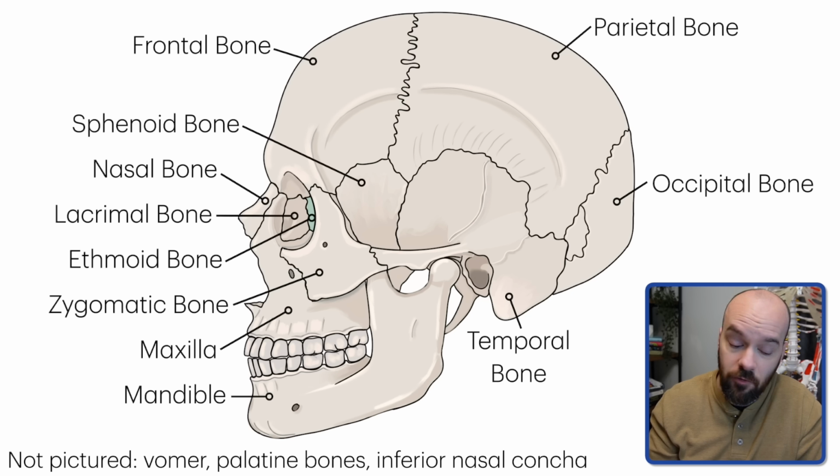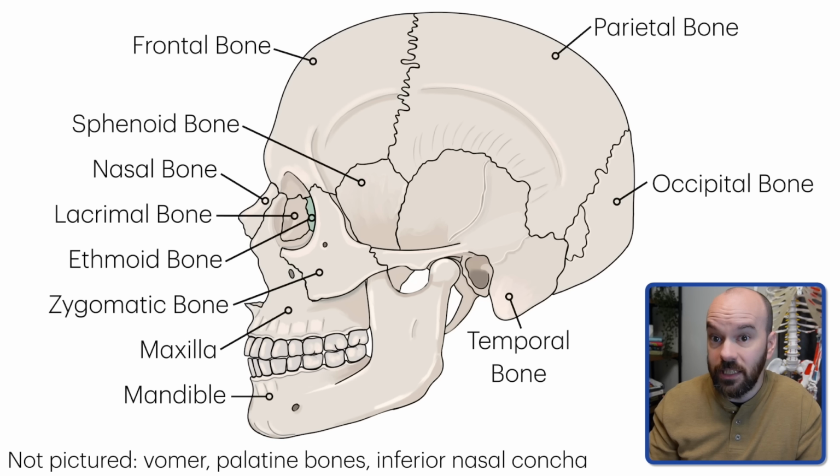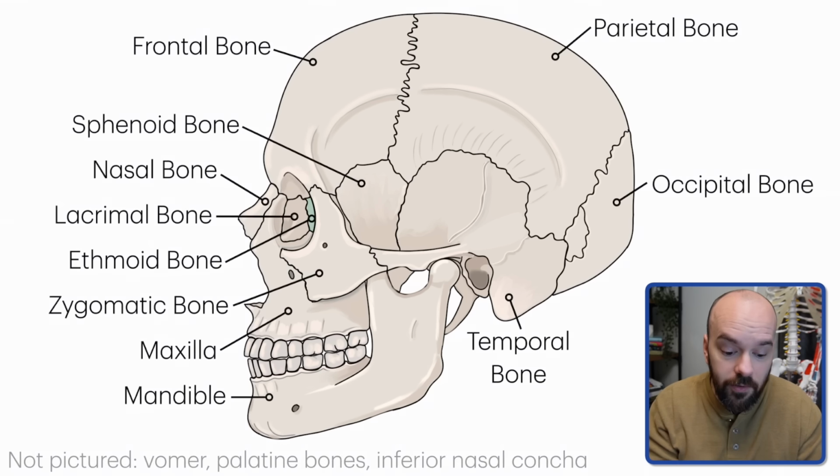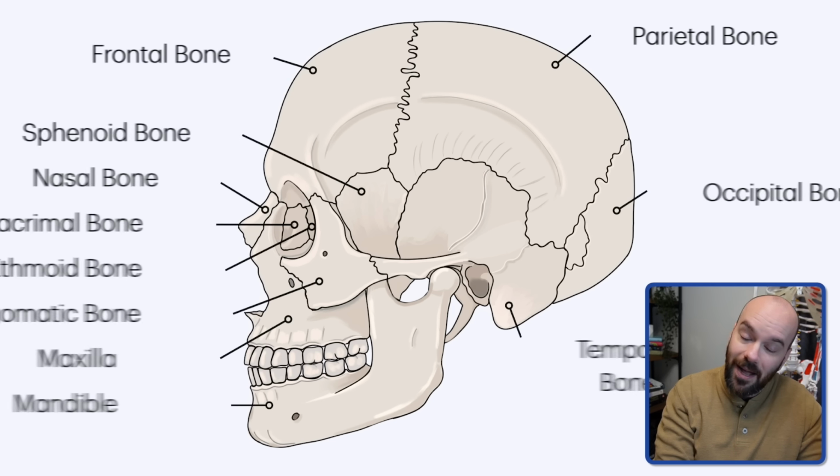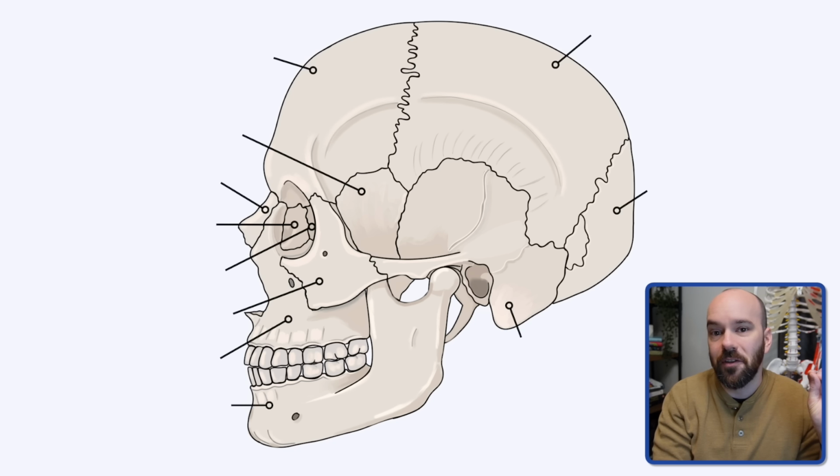Not pictured on here are a few bones: the vomer, the palatine bones that are going to make up part of your hard palate back there, and the inferior nasal concha. We'll see those on the other views that we have. So there's our completed diagram. Again, this is a great time to pause the video, see if you can name all the structures that we've done so far.